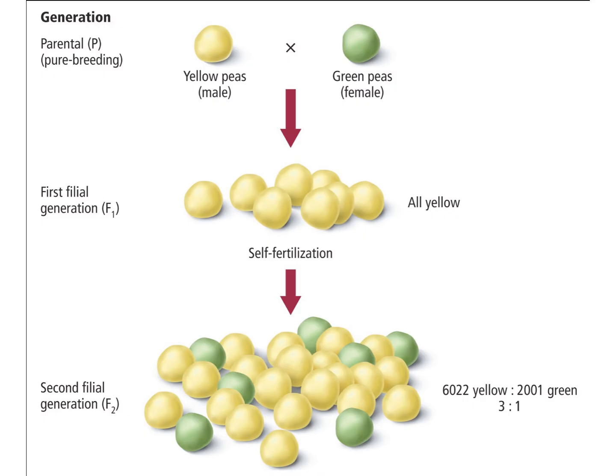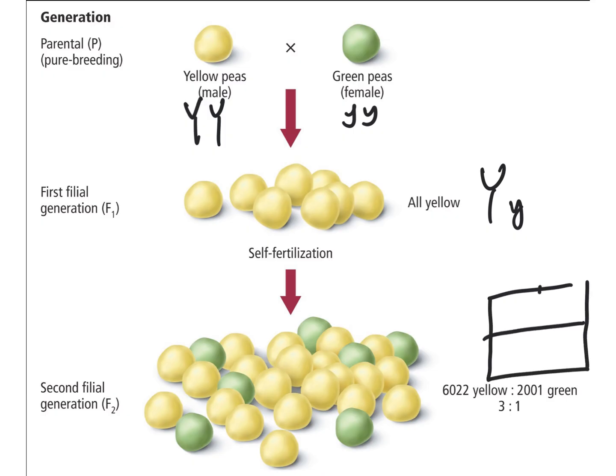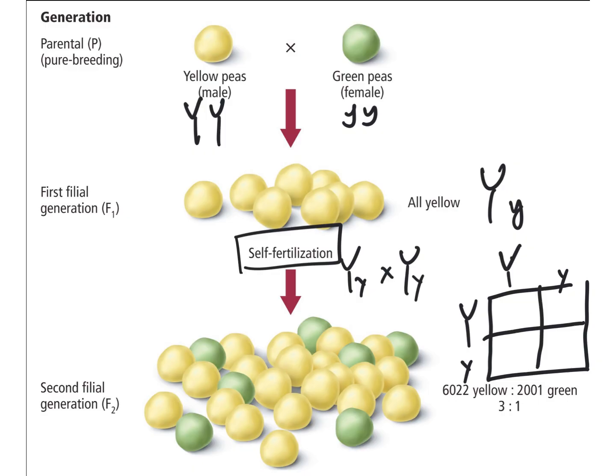Now, if we look here and we go back and let's use Y for yellow, this parent is capital Y, and this parent is little y. All of these offspring get one capital Y from their yellow parent and one lowercase y from their green parent. Now, if we were to do this Punnett square, remember, they self-fertilize here. So it's heterozygous crossed with heterozygous. And so we have a capital Y and a little y, a capital Y and a little y.